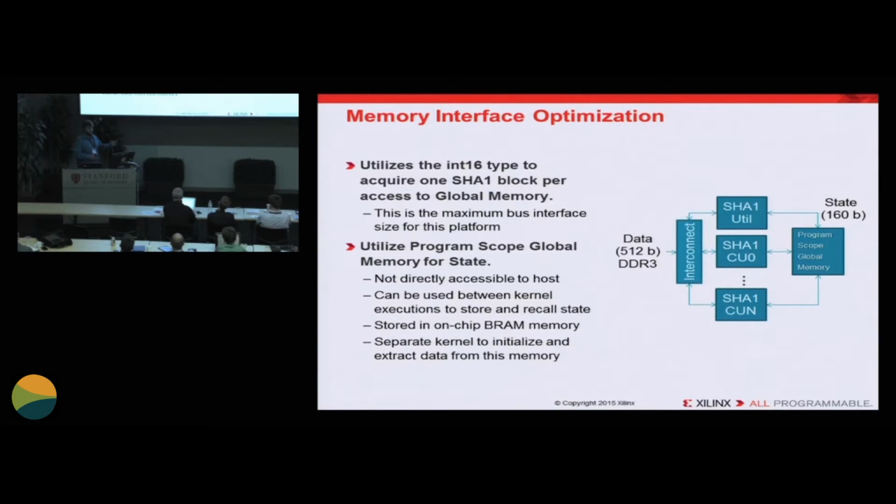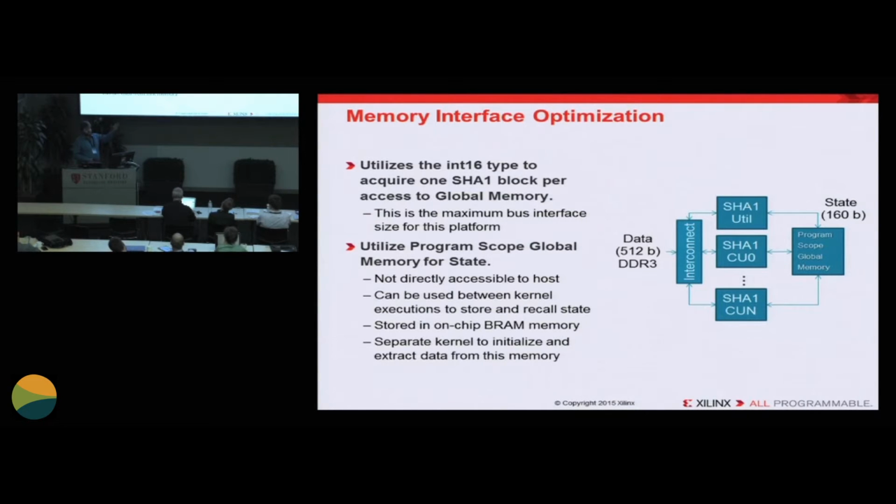Another thing we did is we decided, well, if we're going to go to main memory for the data, then if we have to go back to main memory for the state, that's going to be contention on the bus for the DDR. So we decided to put the state of the program in program scope global memory. This is a program global memory that is accessible from the compute units. It is only accessible from the compute units. It's not accessible from the host. But because the state is basically just wrapped around multiple times, it's better to have it this way because then we can have lower latency and higher throughput access to this specific variable.